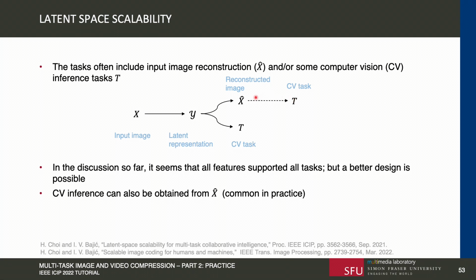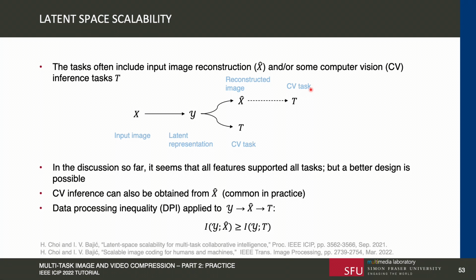Now that we know this, we can apply the data processing inequality to this Markov chain from y to x hat to t. And from here we can conclude that the mutual information between y and x hat is larger than the mutual information between y and t. In other words, what this says is that the latent representation carries more information about x hat than it does about t.